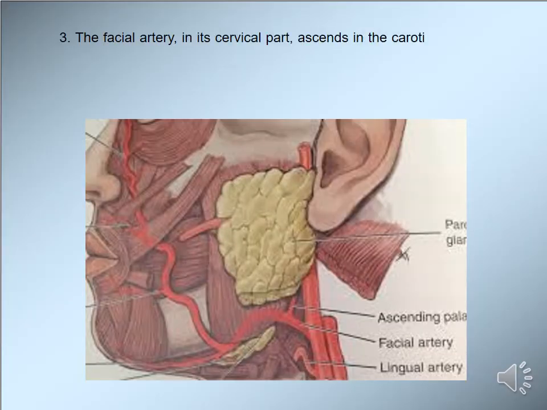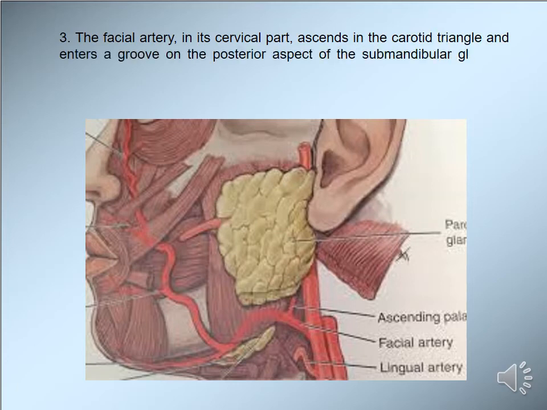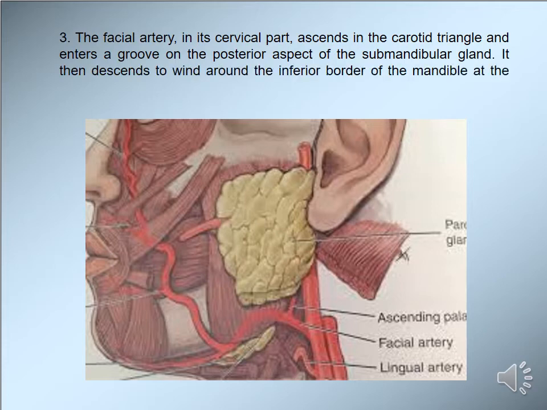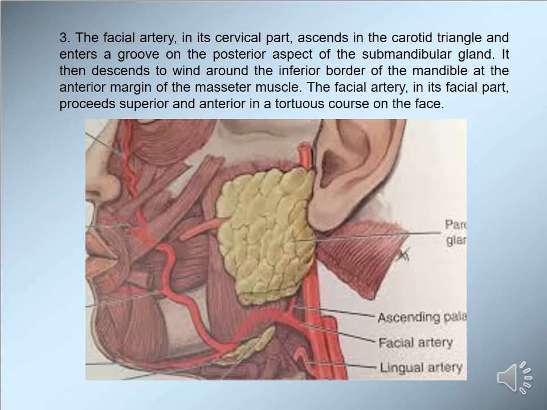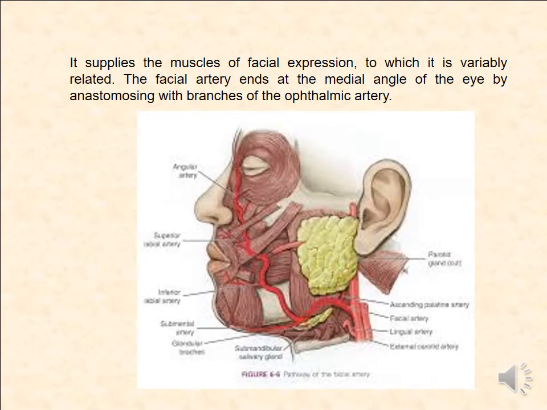Above the lingual artery is the facial artery. Its cervical part ascends in the carotid triangle and enters a groove on the posterior aspect of the submandibular gland. It then descends to wind around the inferior border of the mandible at the anterior margin of the masseter muscle. The facial artery in its facial part proceeds in a superior and anterior tortuous course on the face. It supplies the muscles of facial expression to which it is variably related. The facial artery ends at the medial angle of the eye by anastomosing with branches of the ophthalmic artery.